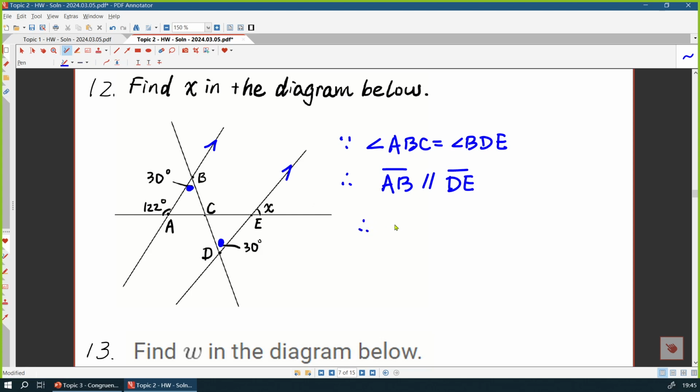Then we have angle BAC here, this angle equals X because they are corresponding angles, right? Corresponding angles should be equal, which is 180 degrees minus 122 degrees, right? Therefore, we know X equals 58 degrees.